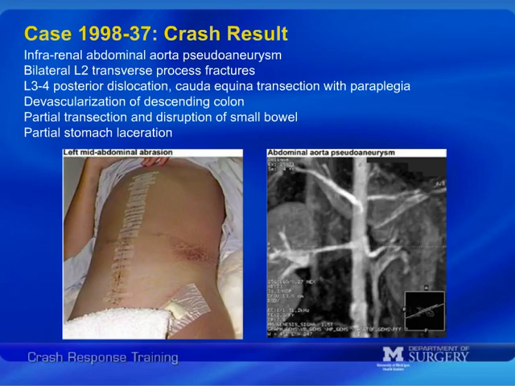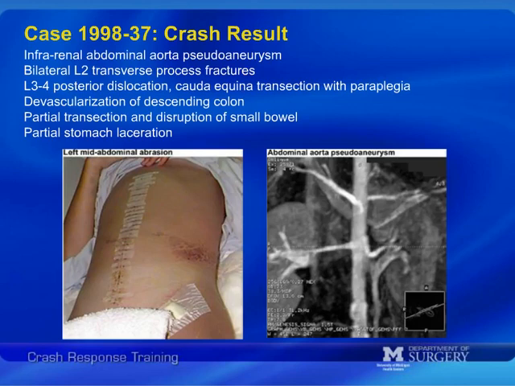You can see here on the right-hand side, this is a damage to the main blood vessel carrying the blood out of the heart. In addition, this child had bilateral L2 transverse process fractures, and also, more severely, an L3-L4 posterior dislocation with a cauda equina transection with paraplegia as a result. She also had devascularization of the descending colon and a partial transection and disruption of the small bowel, in addition to a partial stomach laceration.